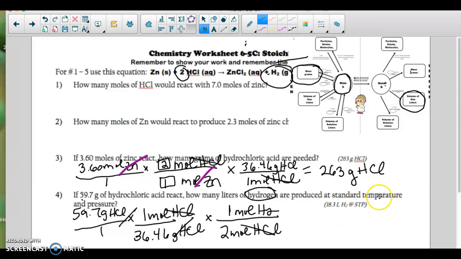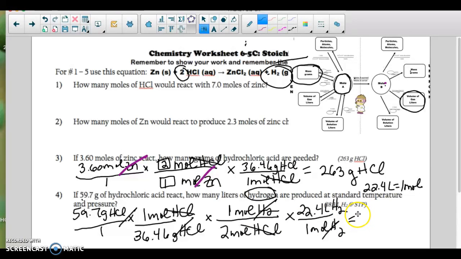It's STP. At STP, 22.4 liters is the amount of volume that any 1 mole of any gas occupies. So I'm going to put 22.4 liters of hydrogen, any gas, but in this problem, hydrogen is how much volume 1 mole of hydrogen occupies. So then those would cancel.